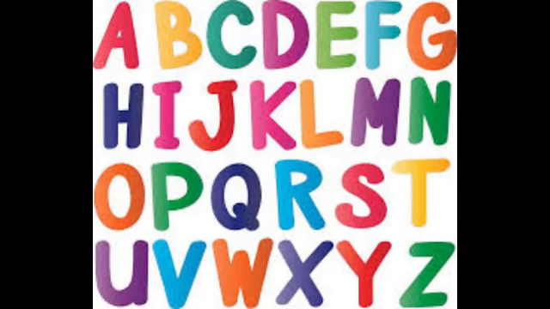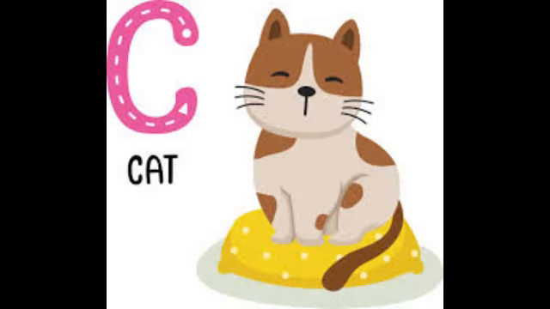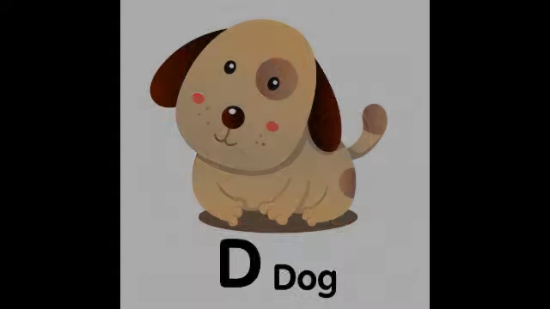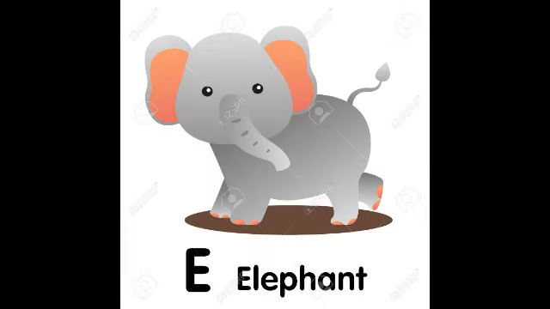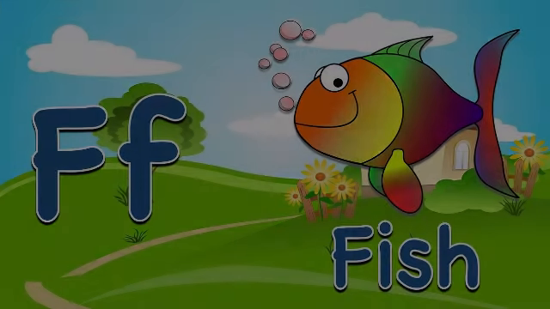Today, we're going to learn the English alphabet with examples. Let's get started. A. Apple. B. Ball. C. Cat. D. Dog. E. Elephant. F. Fish.